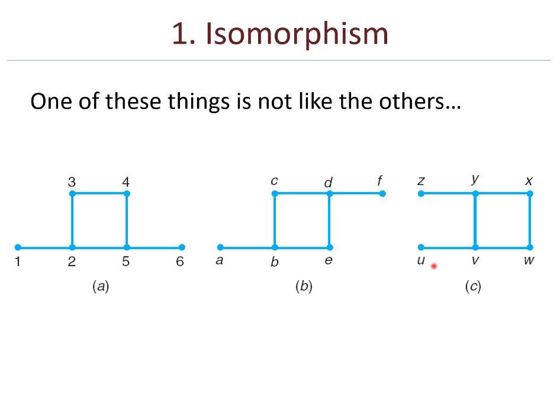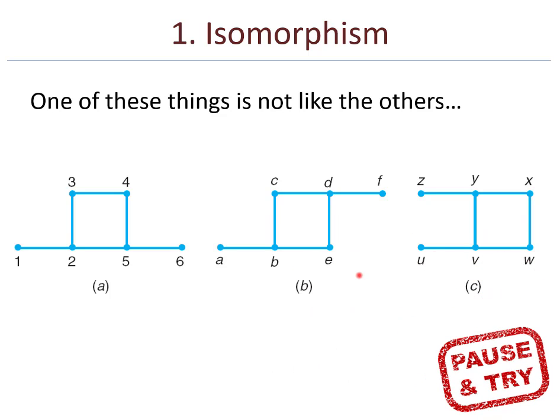Isomorphism, number one. One of these things is not like the others. So two of these graphs are very similar in some way, and a third one is fundamentally different. Which is the different graph? Take a second, see if you can identify it and why it's different, and then start the video again to check your work.